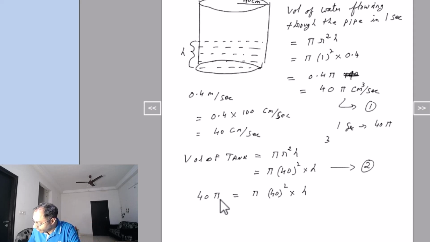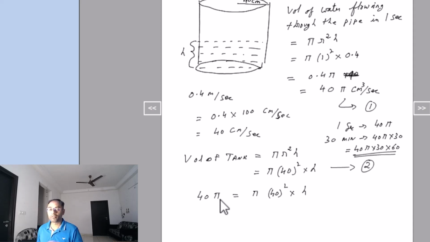So if we have to find that for 30 minutes, then we have to multiply it by 40 pi into 30. But when we multiply it by 30, we are converting that into minutes. We have to have that value in seconds. So we have to multiply it by 40 pi into 30 into 60, because 1 minute is 60 seconds. So 30 minutes is 30 into 60 seconds.